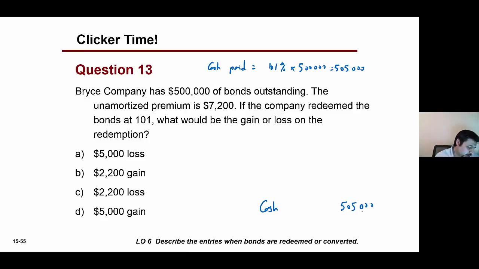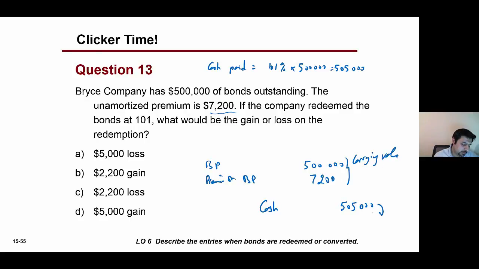The company will debit bonds payable as usual, face value 500,000, and the company will also debit premium on bonds payable, the value of 7,200. This is the value of unamortized premium, 7,200. So this is the carrying value.